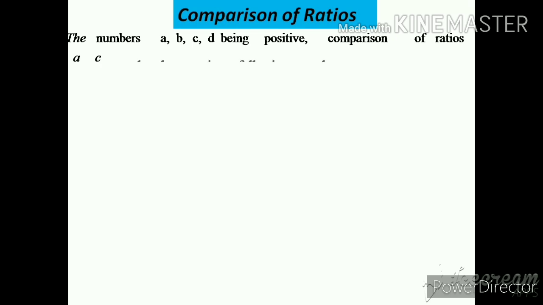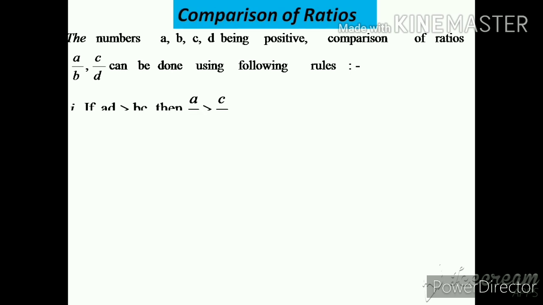The numbers a, b, c, d being positive, comparison of ratios a upon b and c upon d can be done using the following rules. Here are the three rules, children. First one, if ad is greater than bc, then a upon b is greater than c upon d. Means the first fraction will be greater than the second fraction.